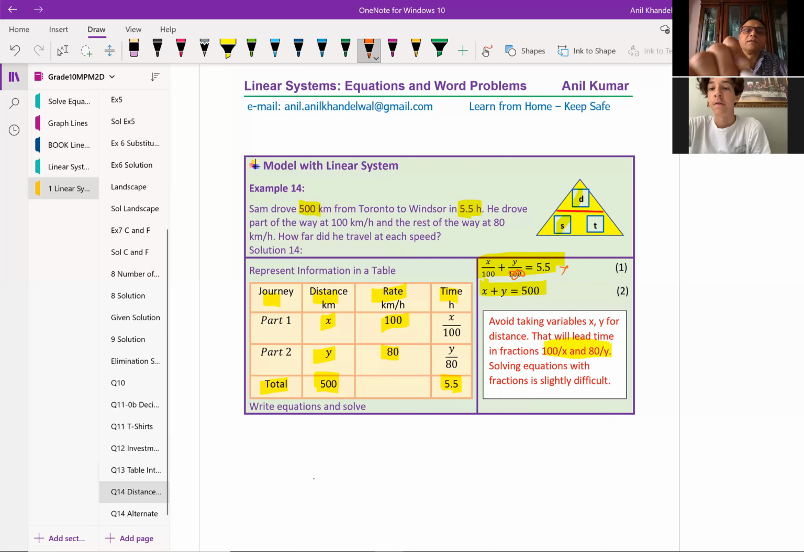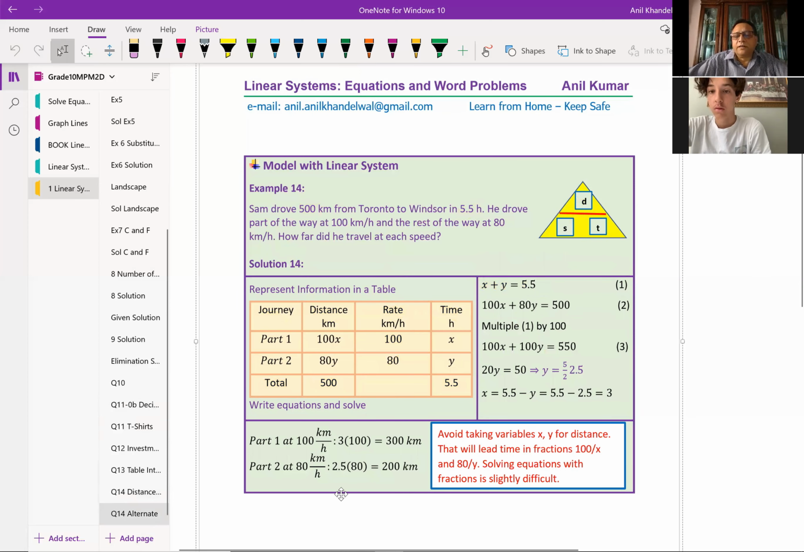Time is distance over speed, right? So it's the other way, but anyway, you understand. It is fractions. So once you get this fraction, it is very, very difficult, right? So we should do some other way. So let's see the alternate method of doing this particular question.